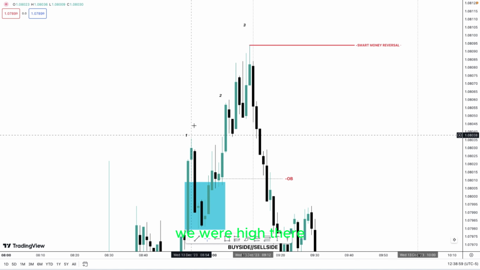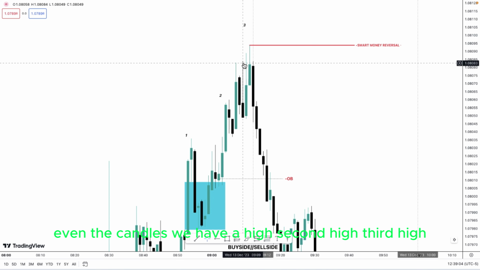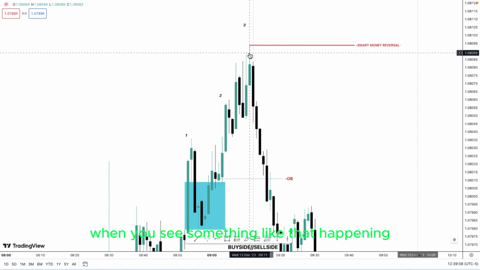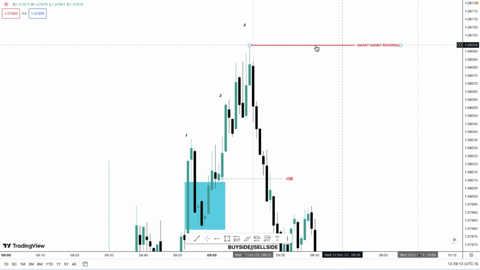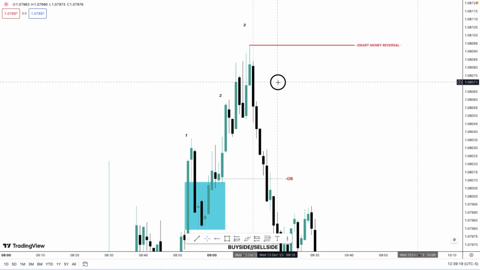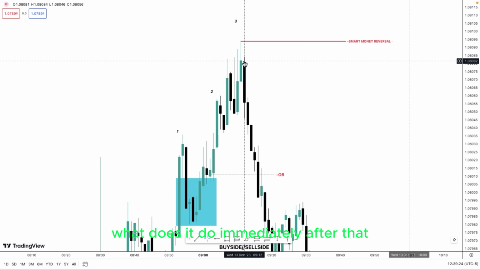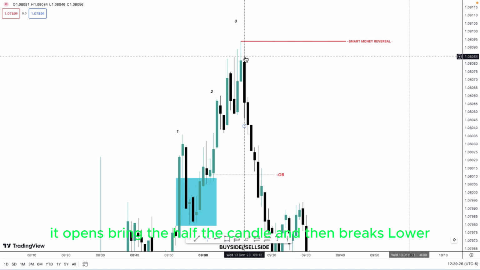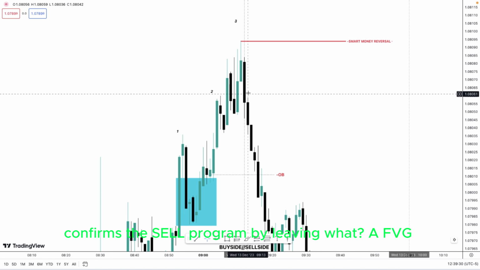We have a high there, second high, third high. Even the candles, we have a high, second high, third high. When you see something like that happening, anticipate smart money reversal bearish. What does that mean? It means that price is now in what? Sell program. From this high there, sell program. What does it do? Immediately after that, it opens, brings the high of the candle, and then breaks low. Confirms the sell program by leaving what? A favorable gap.